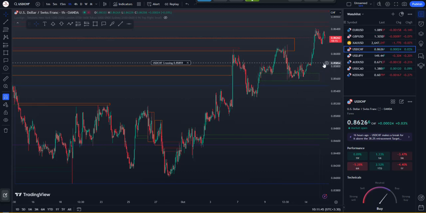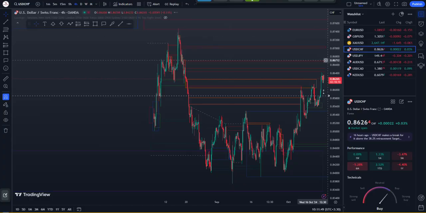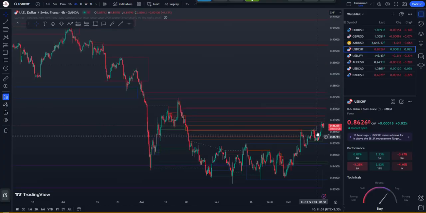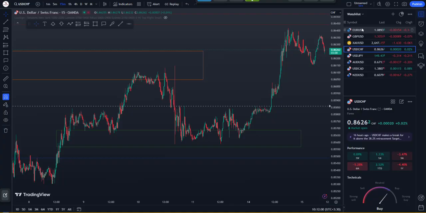Alright, for now I'm waiting for price to reach here and see what happens next. If we have some reaction, making sure price wants to go up, we're going to go up with price. Okay, let's go back to Euro USD.